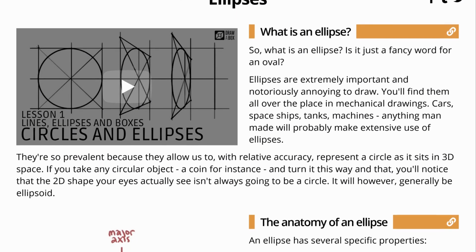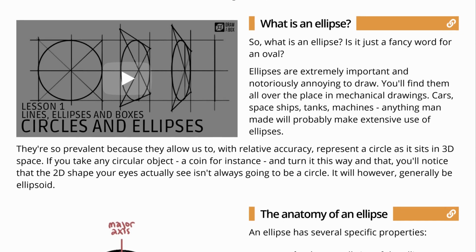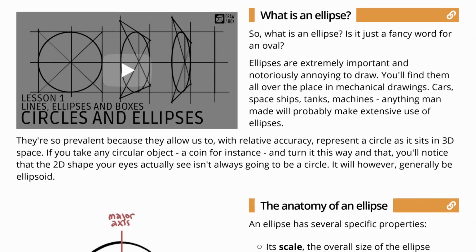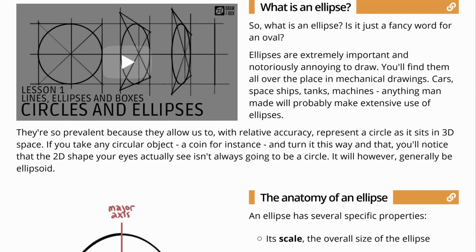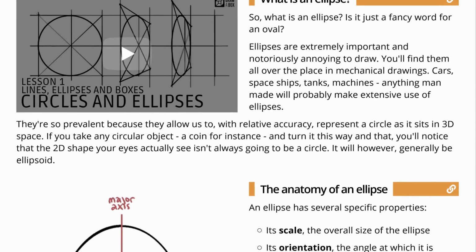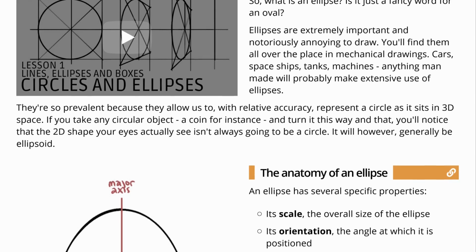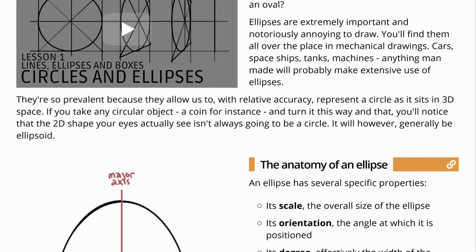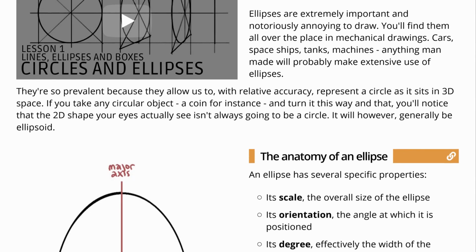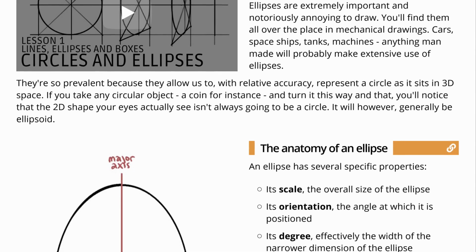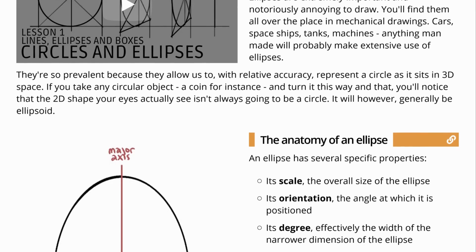Ellipses are extremely important and notoriously annoying to draw. You'll find them all over the place in mechanical drawings. Cars, spaceships, tanks, machines, anything man-made will probably make extensive use of ellipses. They're so prevalent because they allow us to, with relative accuracy, represent a circle as it sits in 3D space.